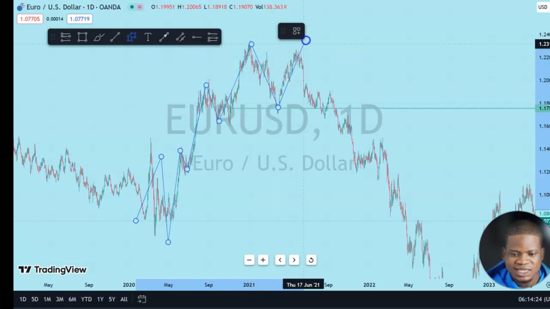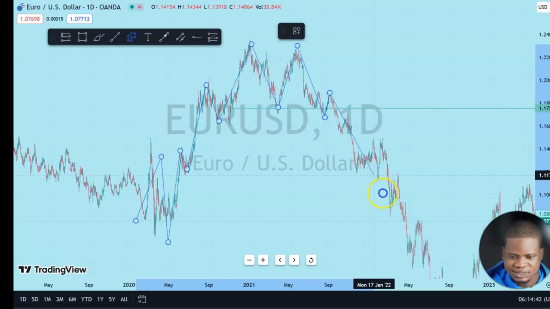Then instead of making a higher high, the market was unable to make a higher high at this point and got stuck at almost the same level where it made the previous high. When it got stuck here, it started coming down, came to this area that served as a support, and that is what we call the neckline. And it broke the neckline a little bit, reversed a little bit, and started dropping.